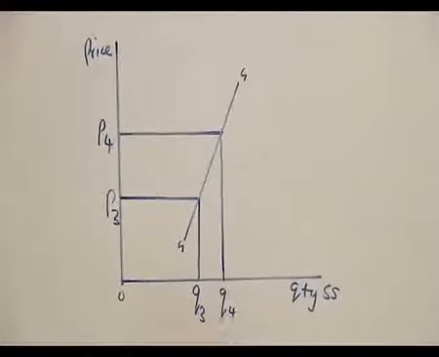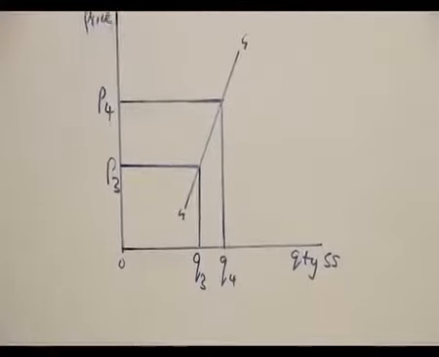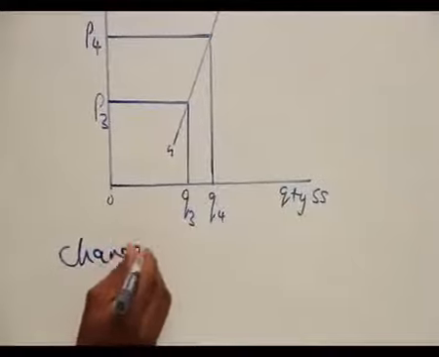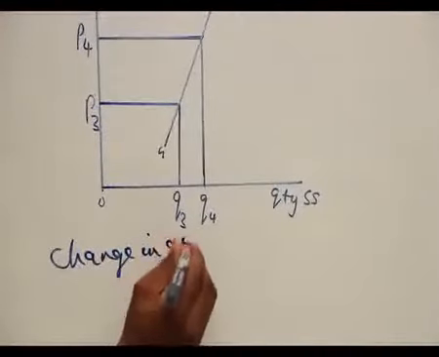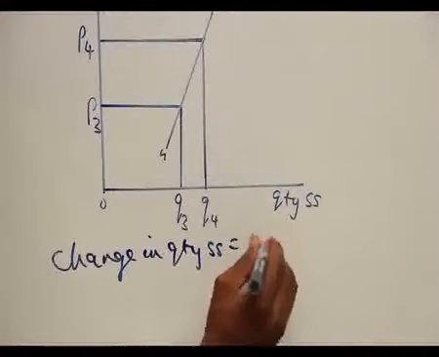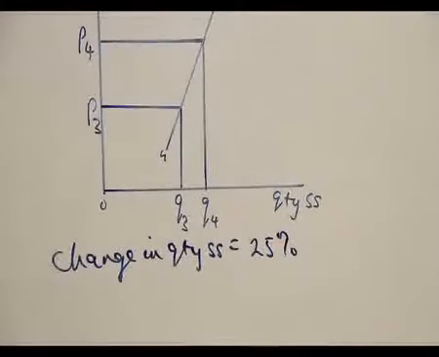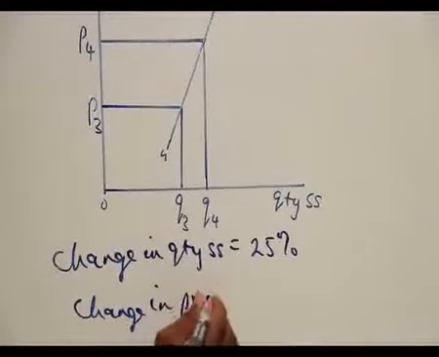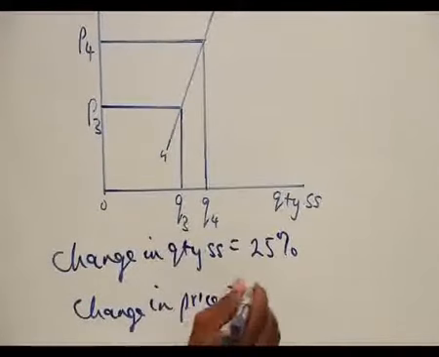So what are we talking about? For instance, if change in quantity supply equal 25% and change in price equal 50%.